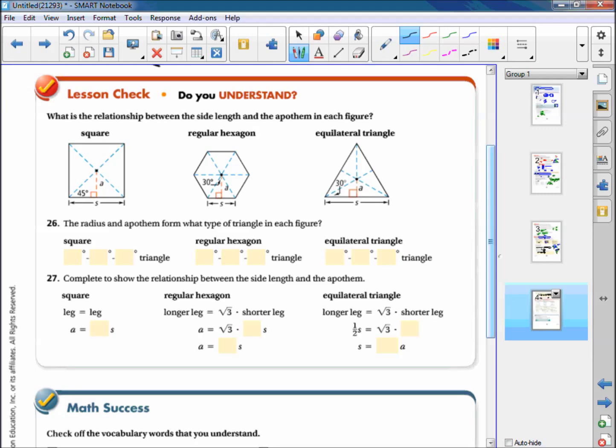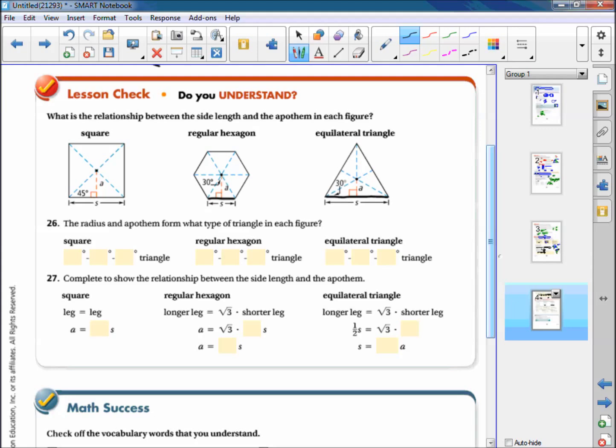So what is the relationship between the side length and the apothem in each figure below? Okay, so this is our apothem in a square, and that's our side length. And then in a regular hexagon, we have this side length and then the apothem coming down to it. And in an equilateral triangle, we have this side length and then the apothem coming down to it.